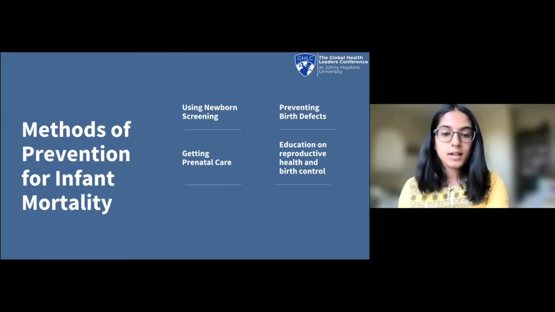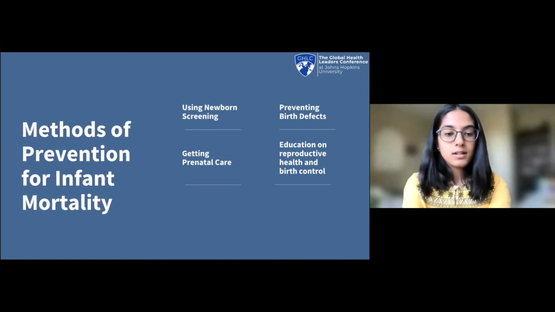Now, this ties into my next thing, getting prenatal care. Having more healthcare infrastructure in all communities will allow mothers to get regular checkups during the course of their pregnancy, which can help doctors nip certain problems right in the bud.